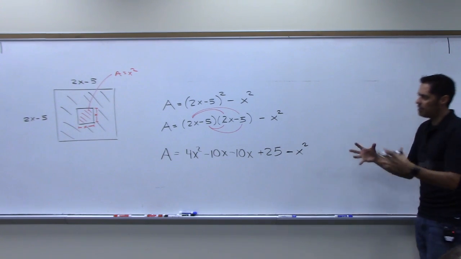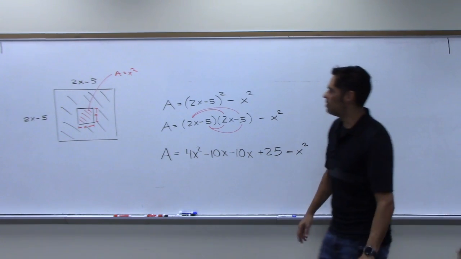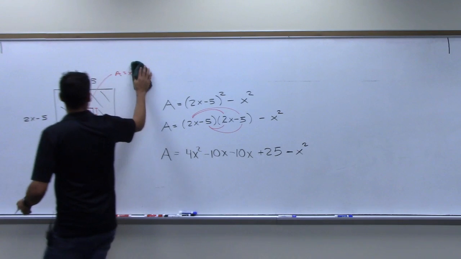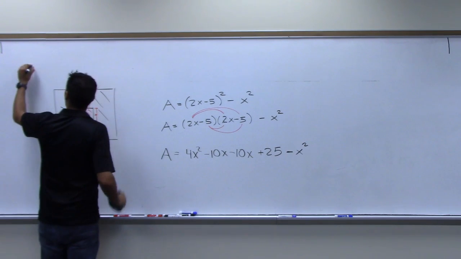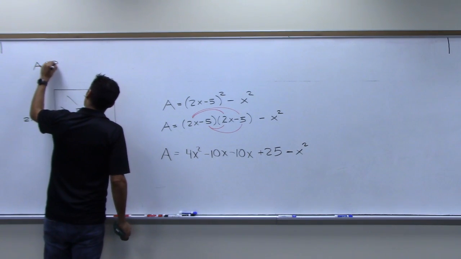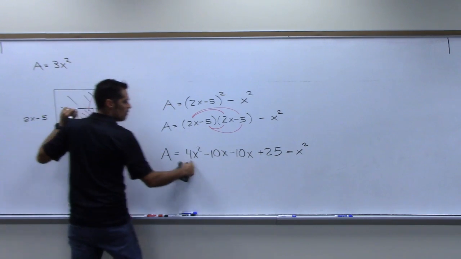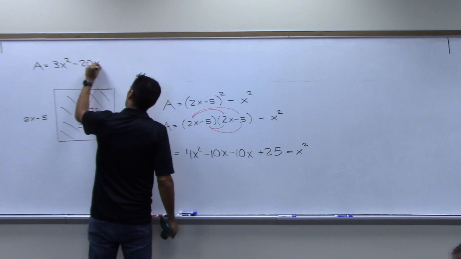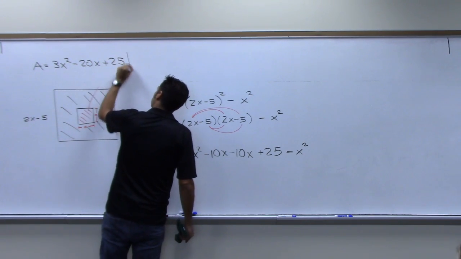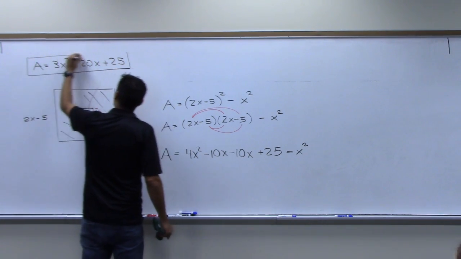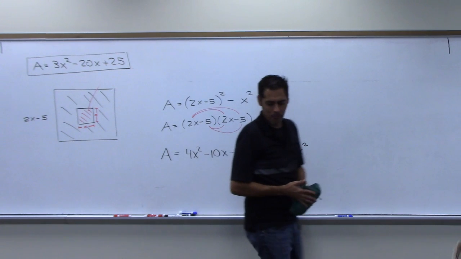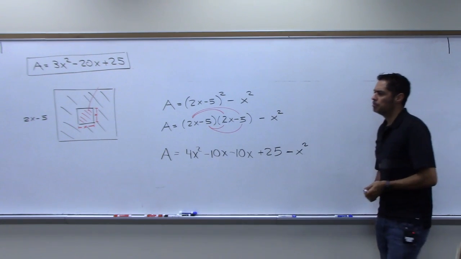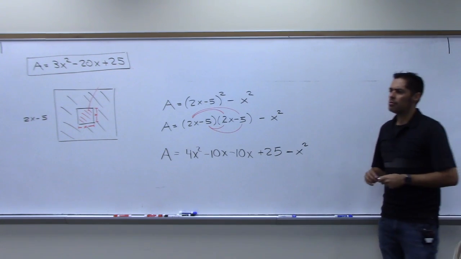And now let's collect everything that's like terms together, and that will be our final answer. So we have 3x squareds, because we had 4 of them, we took away 1 of them. Minus 20x plus 25. That's it. Any questions?